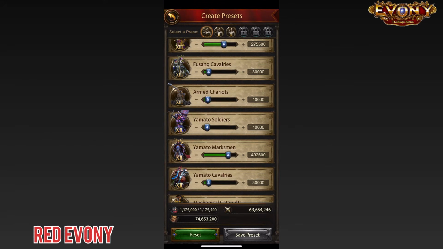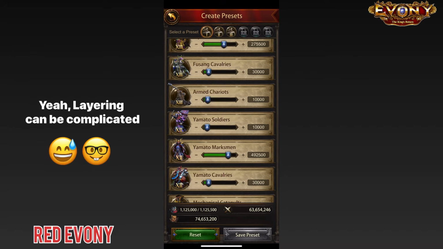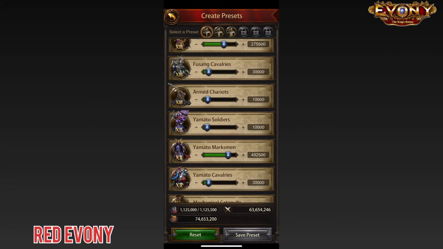And trust me, I could easily make an hour-long video talking about what types of splits to use, whether to use a 50-30-20 like we did here, whether to use a 45-35-20. We could talk about counter troops, whether to include siege in your march. We could talk about so many things regarding layering. But the point of this video is to keep it simple.